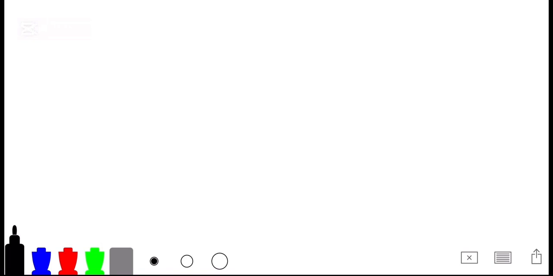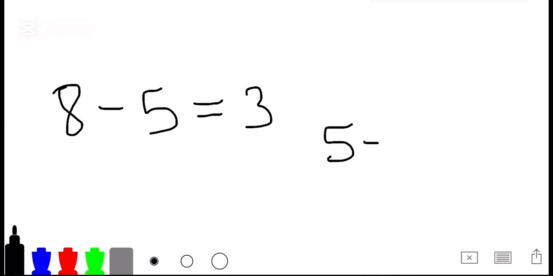Alright, so for subtracting integers, it's slightly trickier. Of course, if there's two positive integers that are subtracting, it's pretty easy to answer. So 8 minus 5 is 3, and 5 minus 8 is -3.